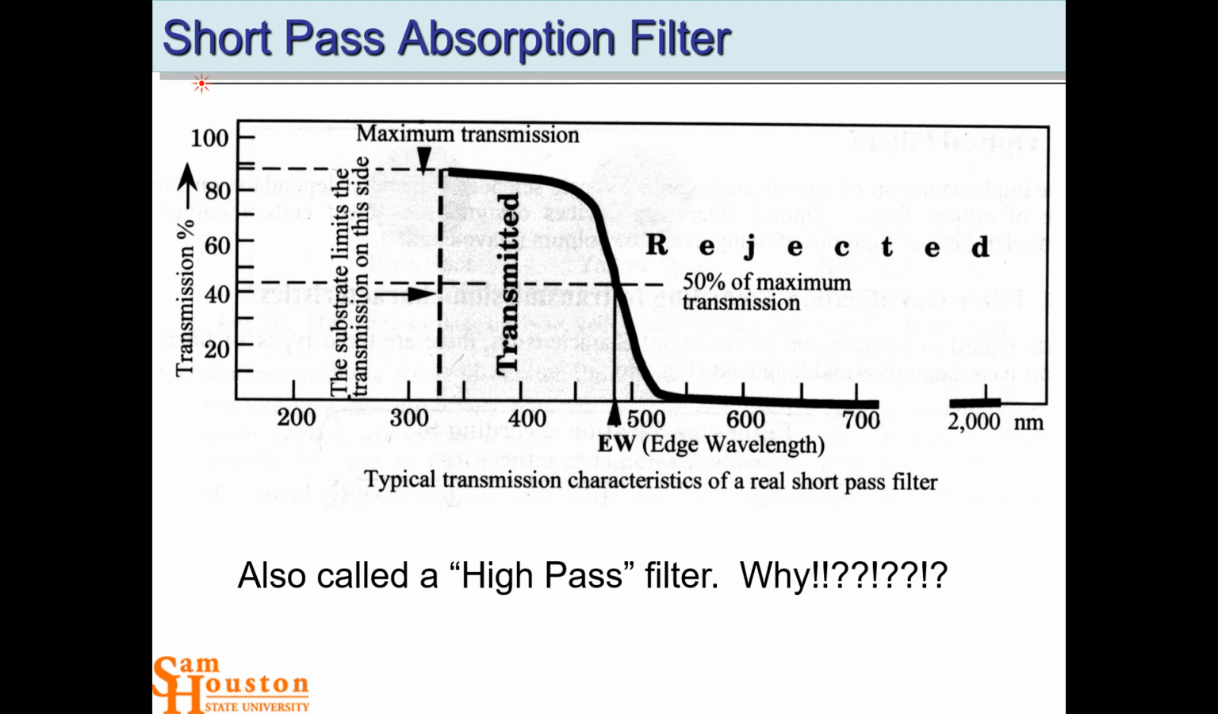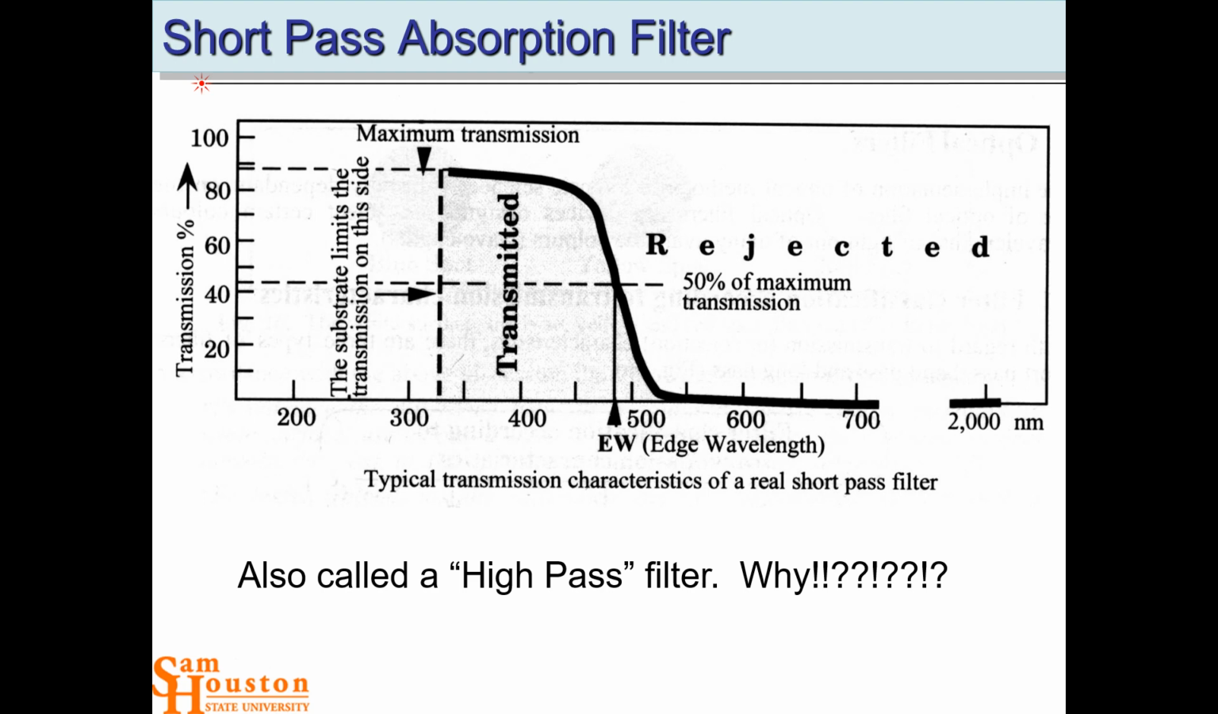Energy and frequency are proportional. So we've got Planck's law up here. E equals hc over lambda. So lambda is inversely proportional to energy. Frequency is directly proportional to energy. So a high pass filter passes high energy, passes high frequency, short wavelengths. So the short wavelengths, that's high energy.